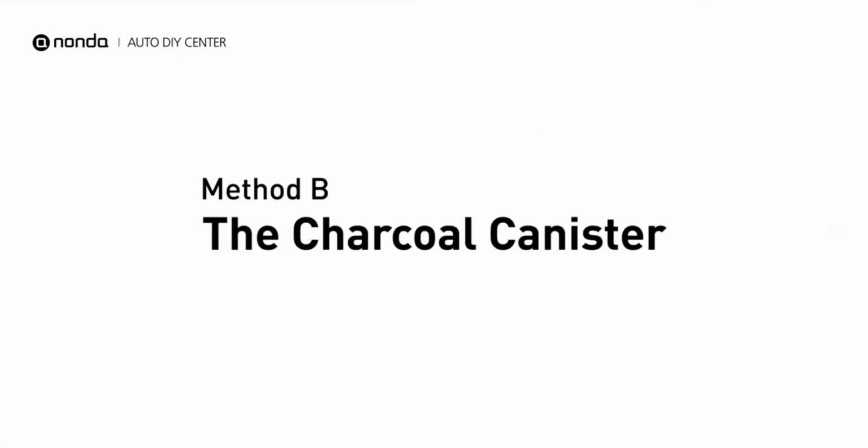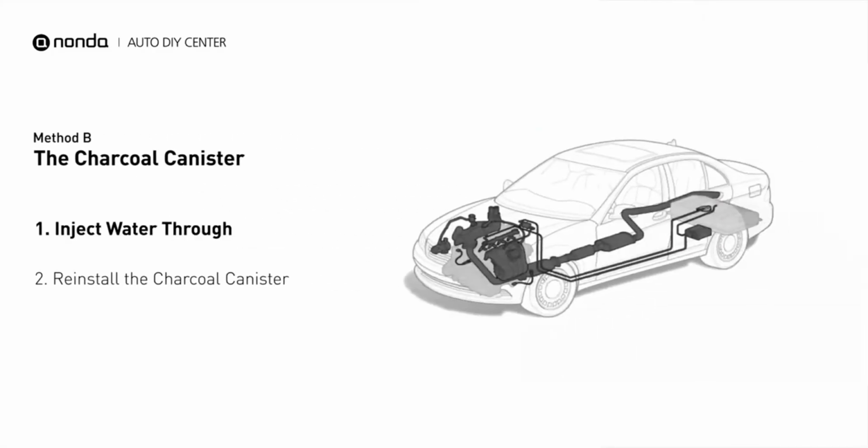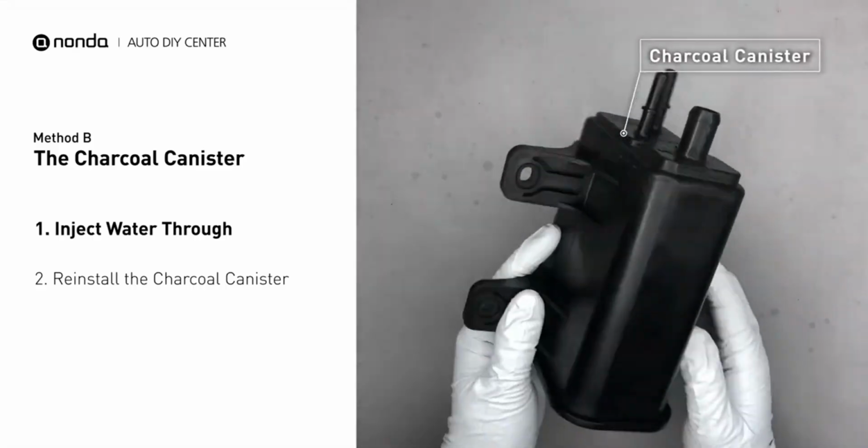Method B, the charcoal canister. Most fuel vapor canisters can be located on the driver's side of the vehicle close to the rear tire. First, carefully remove the charcoal canister from your car.